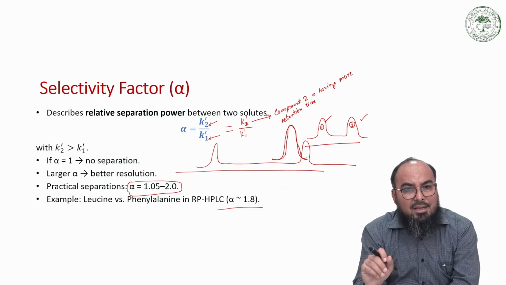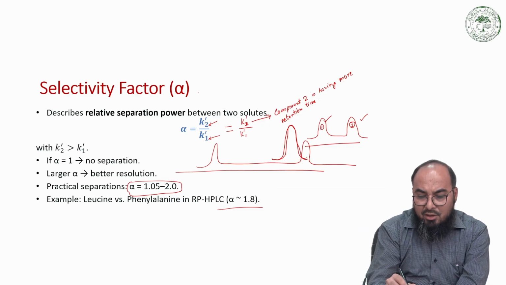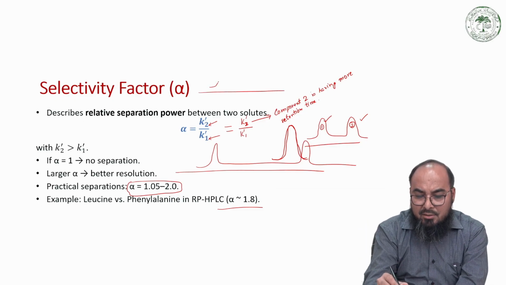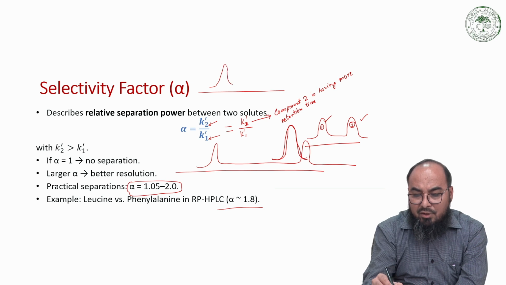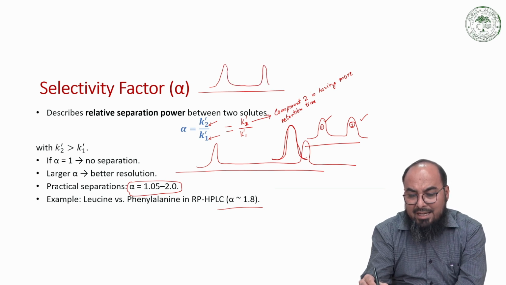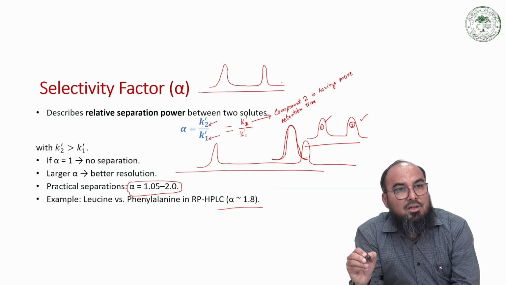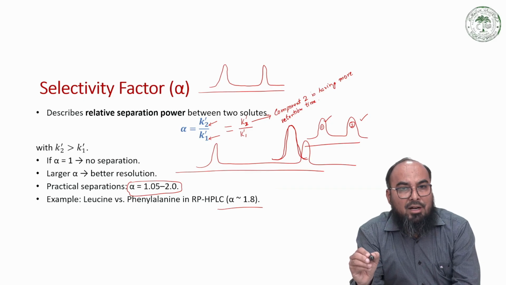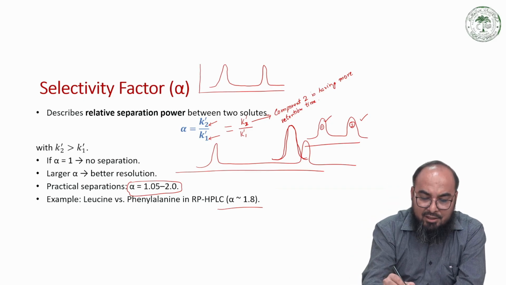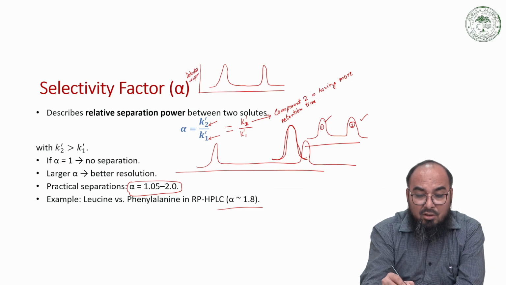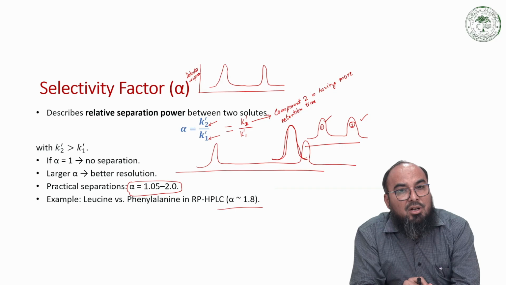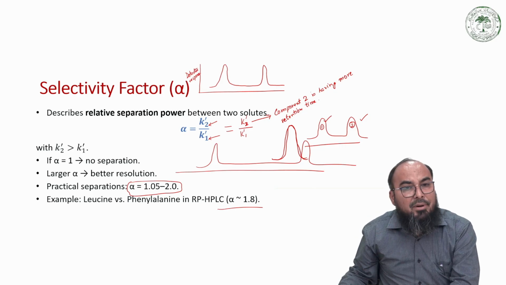So for an ideal separation, you have two well-defined peaks whose bandwidth is kept as small as possible. So this is an ideal chromatogram, and here you have the detector response. This is how your alpha actually dictates the whole process of separation.